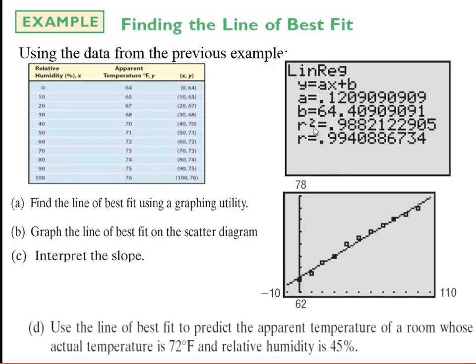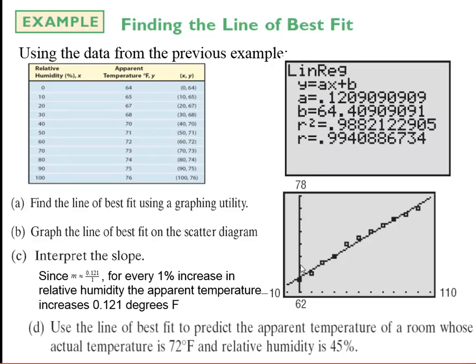If we look at the slope here, the slope is 0.121. Think about what that means. What that says is for every 1% increase in relative humidity, the apparent temperature increases 0.121 degrees. So our slope is positive. For every 1 unit change in x in our denominator, we have a 0.121 unit change of y in the numerator. So that's the apparent temperature increase of 0.121 degrees.